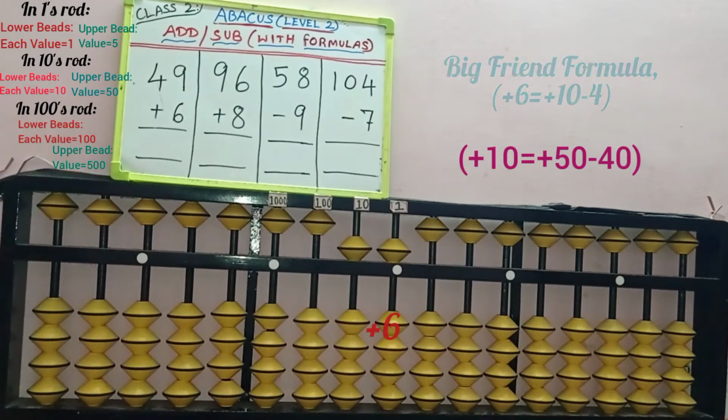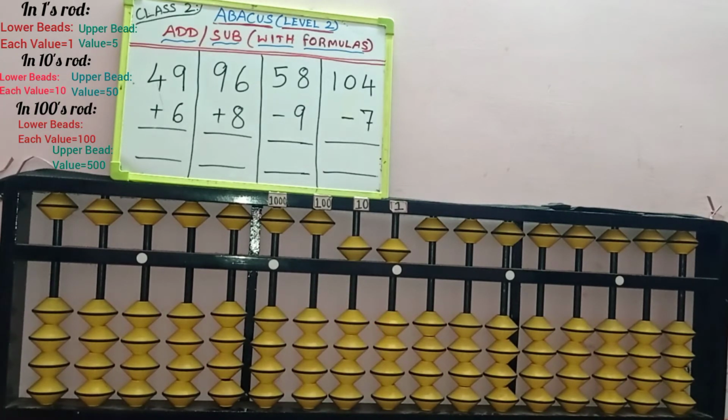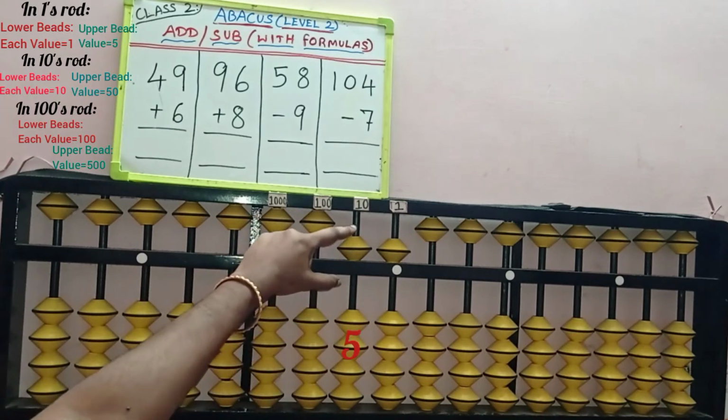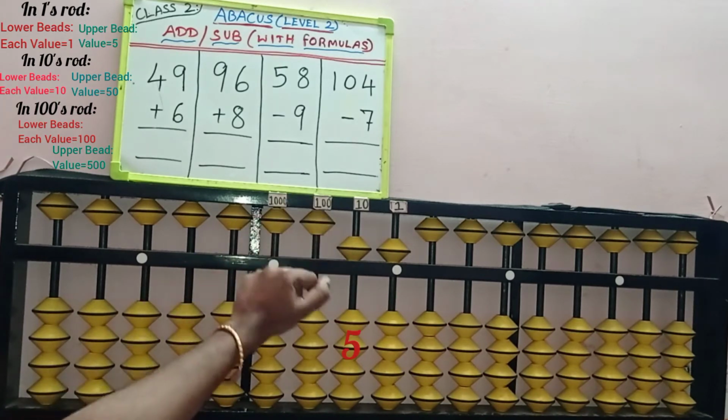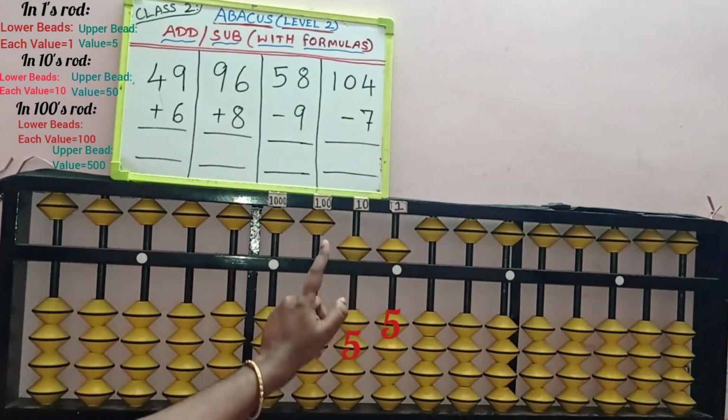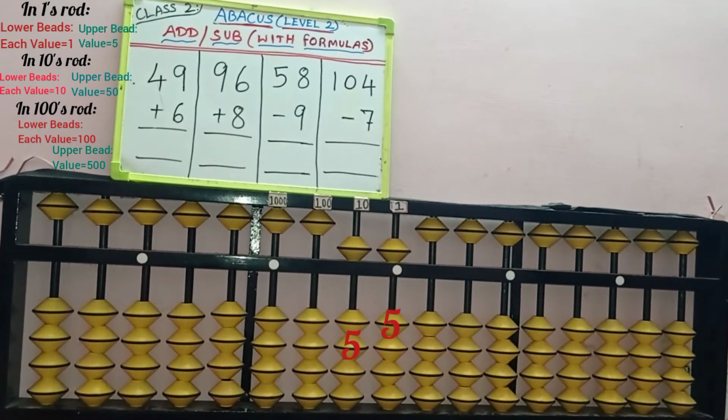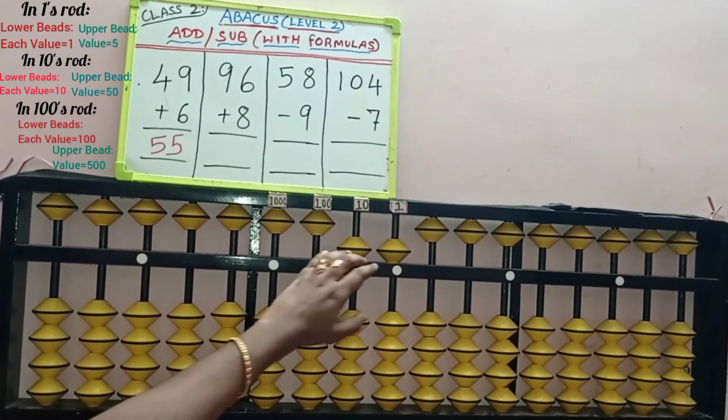From second row, 6 is added in 1 star with the help of the big friend formula. Plus 10 minus 4, right? Sum is completed. Now check the answer. In 10's place, 5 beads are there, which means 50. In 1's place, 5 beads. So 55 is the answer for this first sum, okay? Now clear all the values.